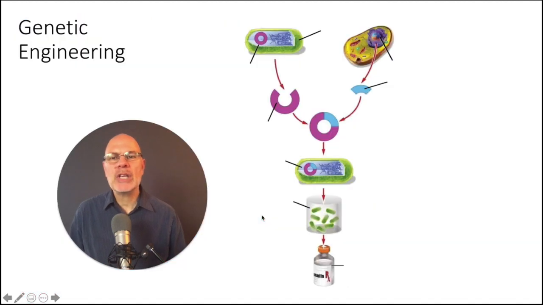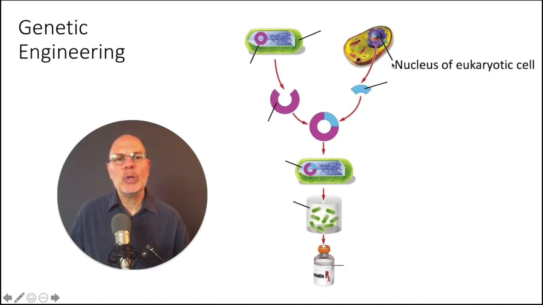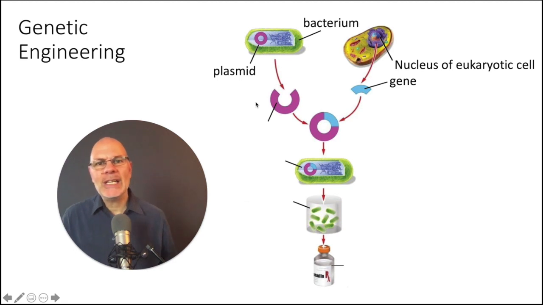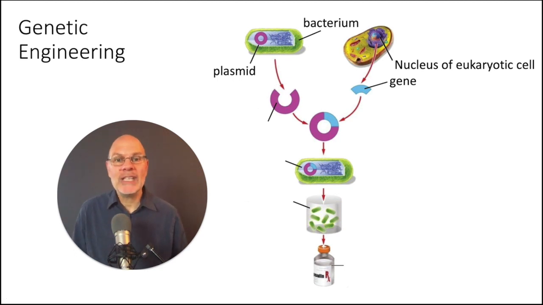So let's talk about genetic engineering. Since the late 1970s, so that would be about 40 years, humans have been able to do a new thing on this earth, and that is they've been able to go into the nucleus of a eukaryotic cell, and that of course includes a human cell, and they've been able to extract genes. They've been able to go into bacterial cells and extract tiny circles of DNA called plasmids, circles of DNA that are outside the main bacterial chromosome.